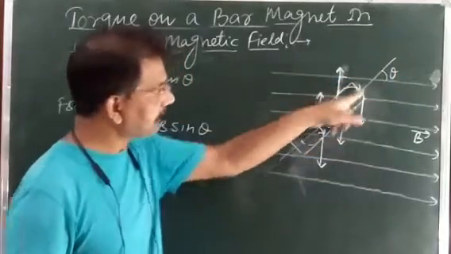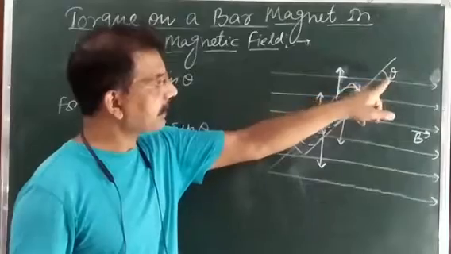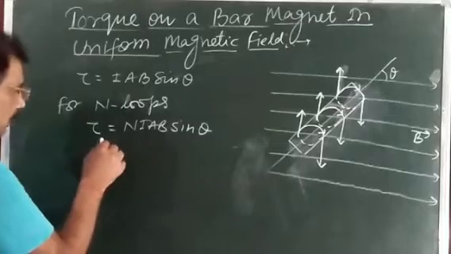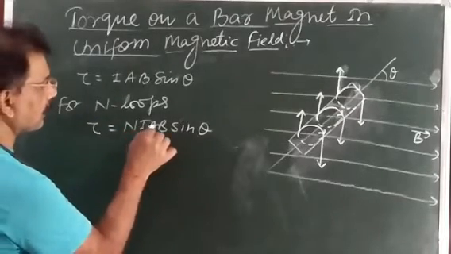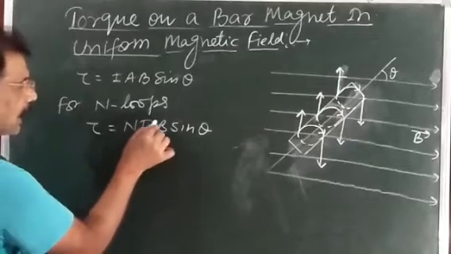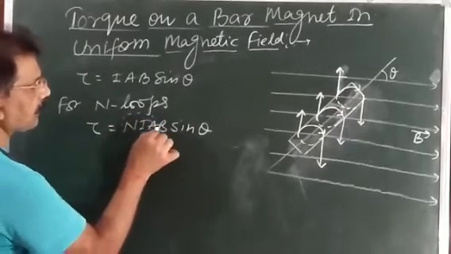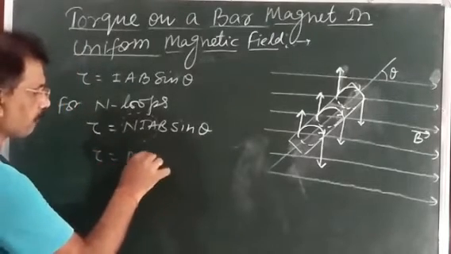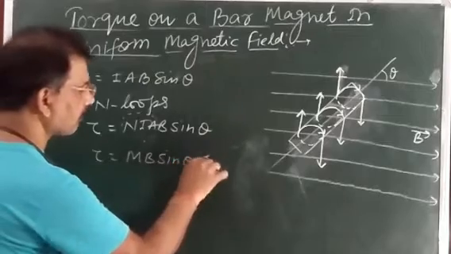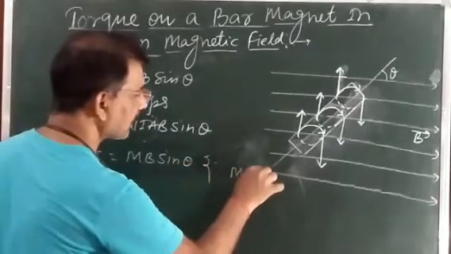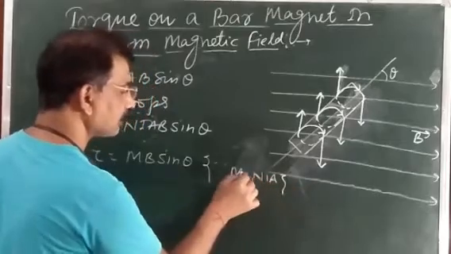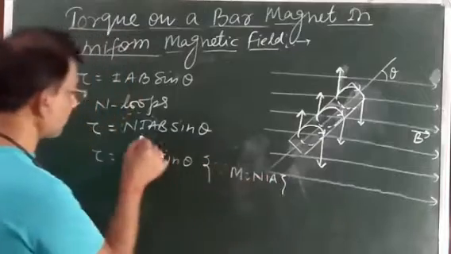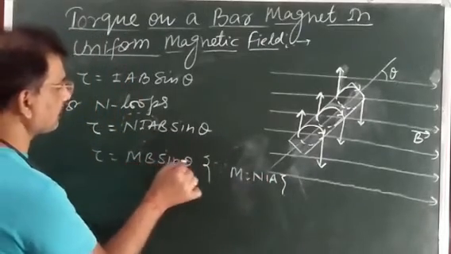B at an angle theta, where theta is the angle between the axis of this bar magnet and the magnetic field. In this way you can say tau is equal to n I A B sin theta. In place of n I A we can write magnetic moment. So we can write tau is equal to M B sin theta, where M is equal to n I A. This M is called magnetic dipole moment.